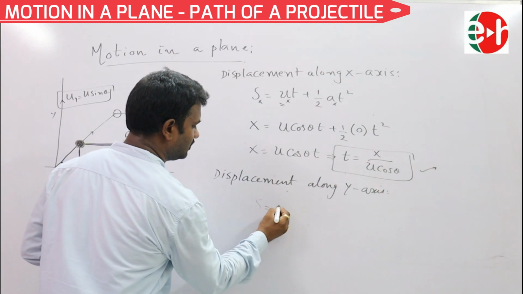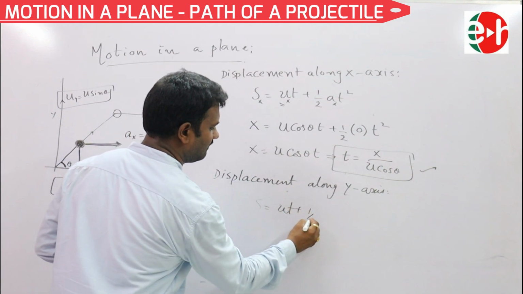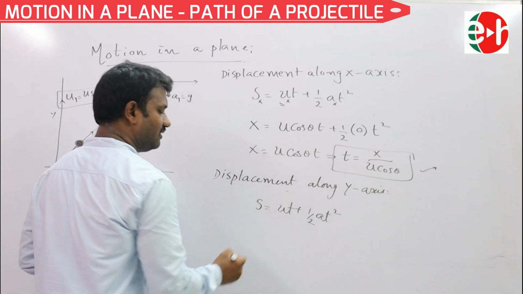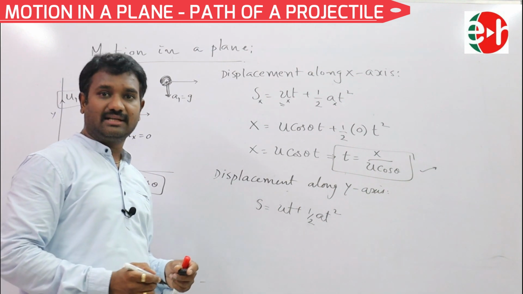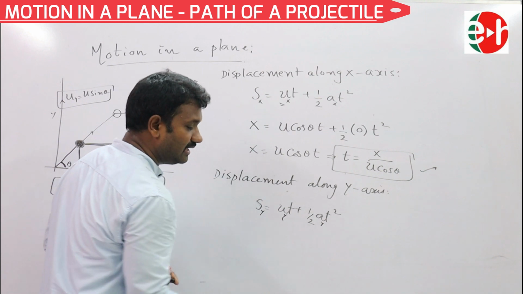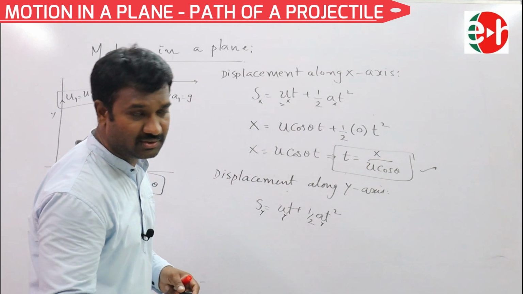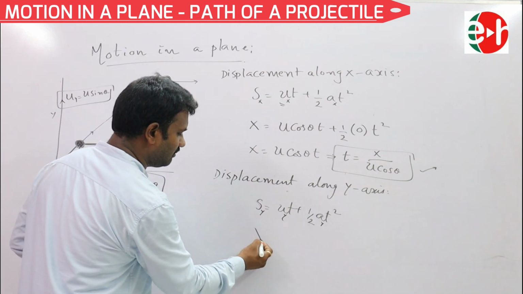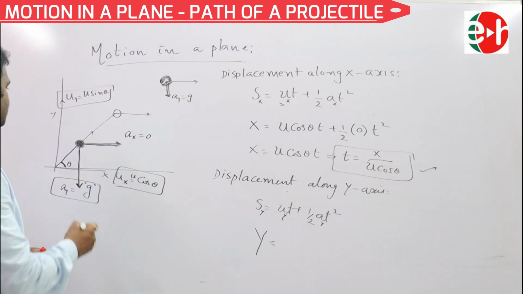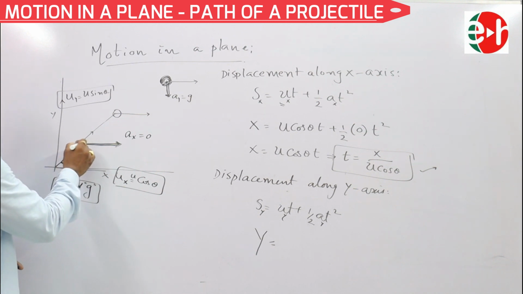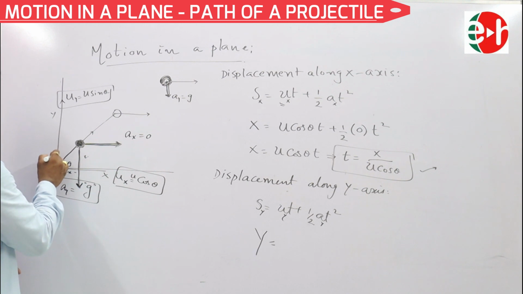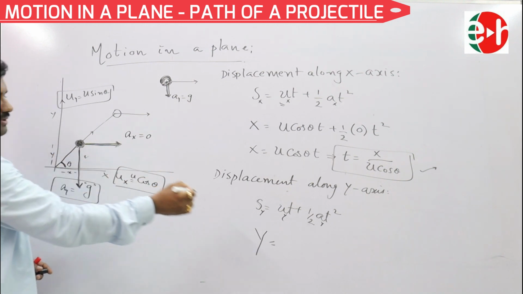S is equal to ut plus half at square. But as I am discussing along y-axis, I am studying the motion along y-axis, I am going to write a suffix here, y. Do you need to write y for t also? No, as you know. So what is our s_y? The motion along y-axis, that's why I am going to write it with y. So here maybe the object is at some time t, this is displacement along x-axis, this is displacement along y-axis, that's why I am going to write y here.